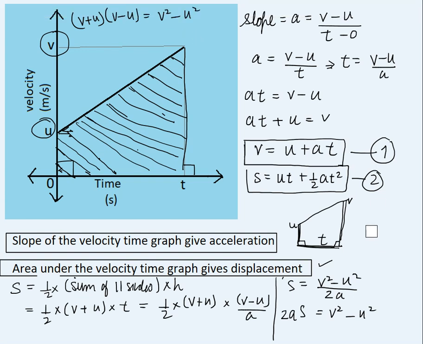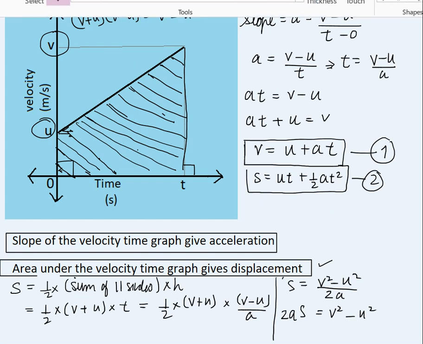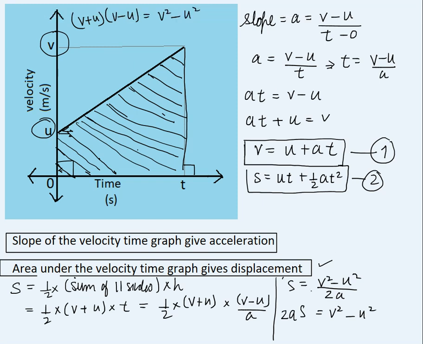Let's make some space to write something. So now just rearranging, I bring this negative u square to the other side. I get 2as plus u square equal to v square. So that's my third equation of motion: v square equal to u square plus 2as.